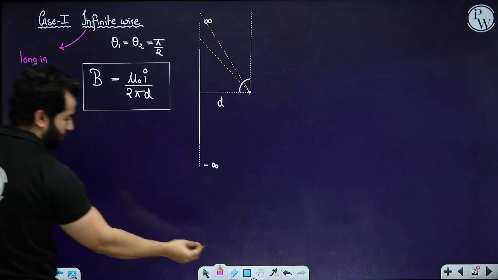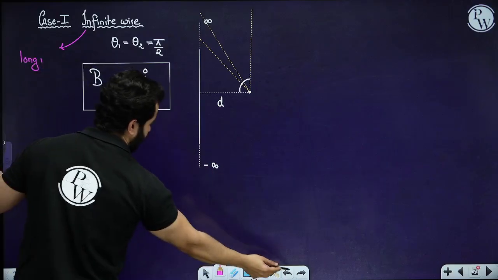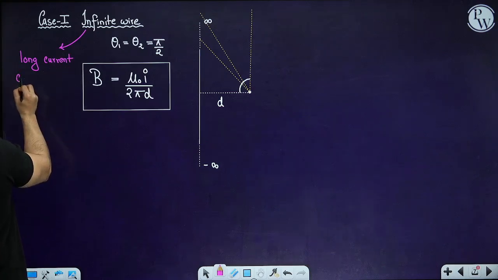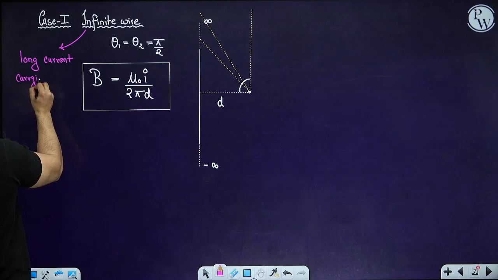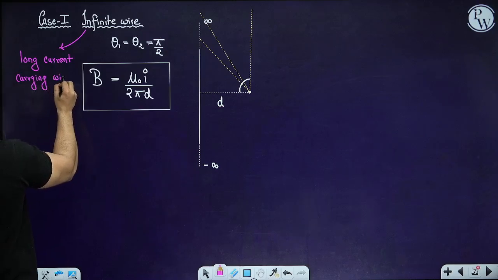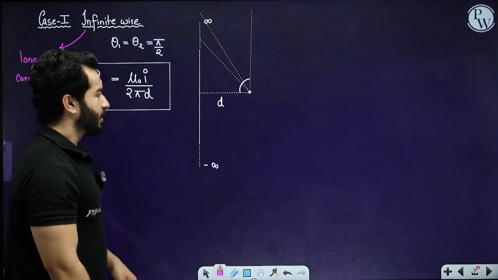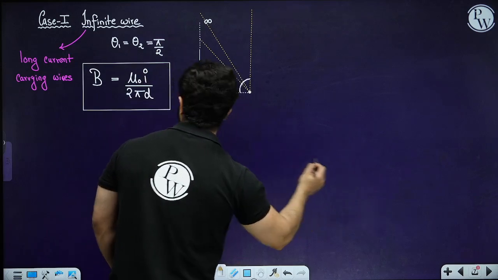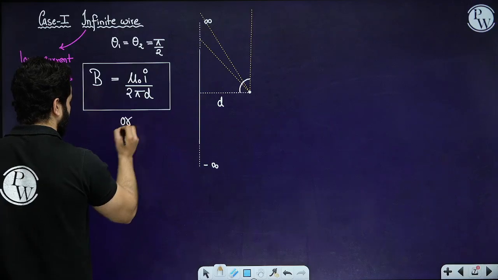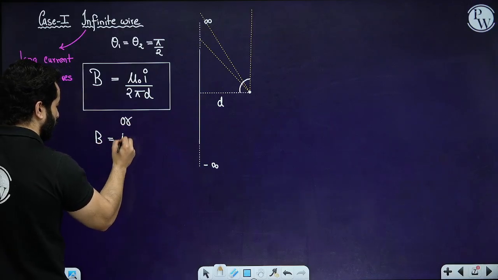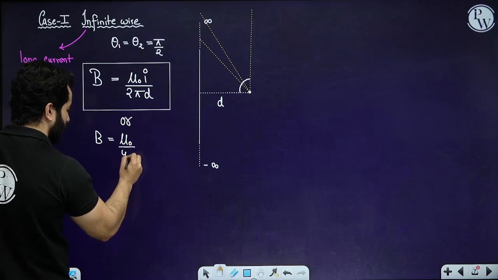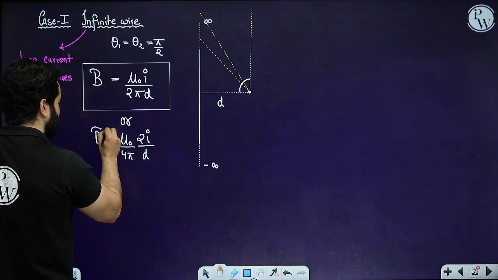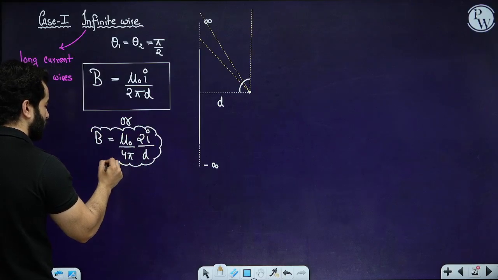long current carrying wire. Long current carrying wires. It can be also called as something like this, or you can also rewrite this thing as mu naught upon 4 pi, so that you can use that this thing times 2I divided by d, right? So this is another type of formula, so please remember it.